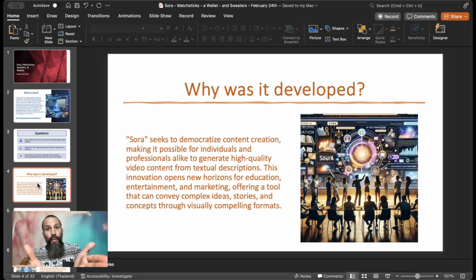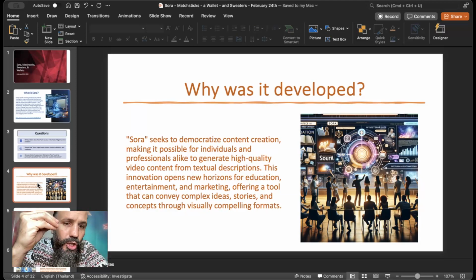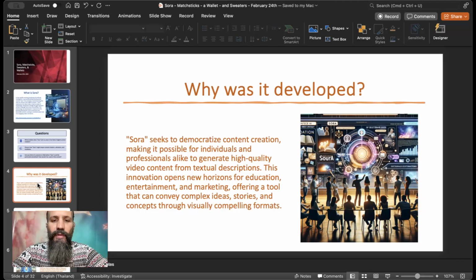So, why was it developed? Sora seeks to democratize content creation, making it possible for individuals and professionals alike to generate high-quality video content from textual descriptions. This innovation opens new horizons for education, entertainment, and marketing, offering a tool that can convey complex ideas, stories, and concepts through visually compelling formats.